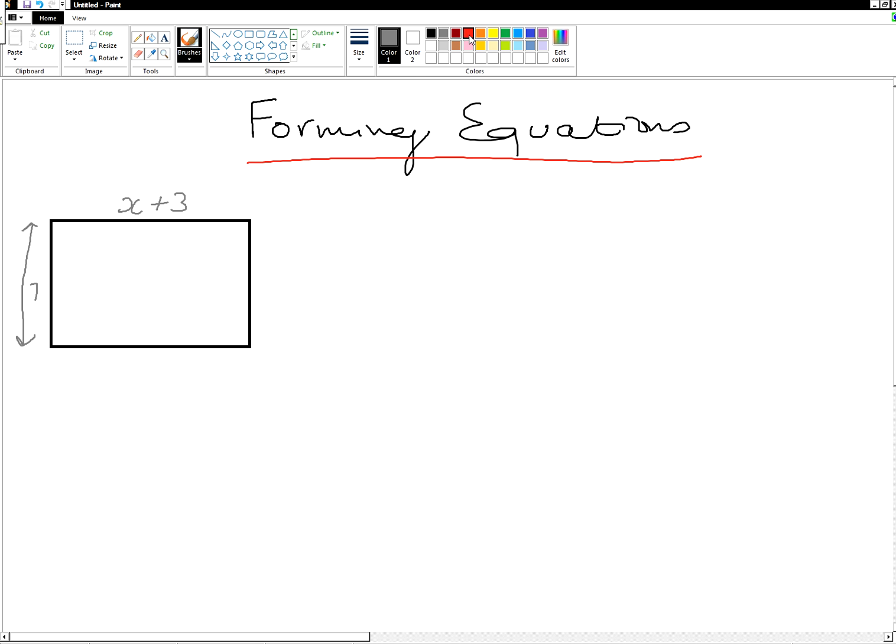And we've been told that the area of this shape is equal to 35 centimeters squared. So you've been given a rectangle. Its length is x plus 3. Okay, length is x plus 3 over here. The width is 7. And the area is equal to 35 centimeters squared. Now, we need to form an equation.